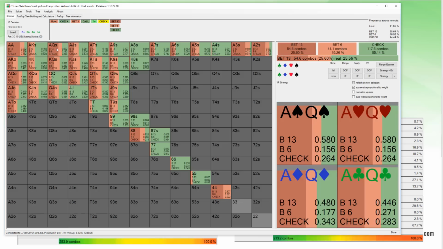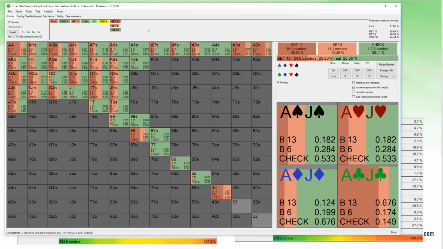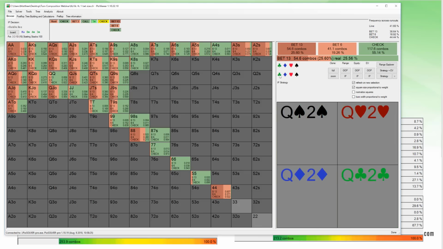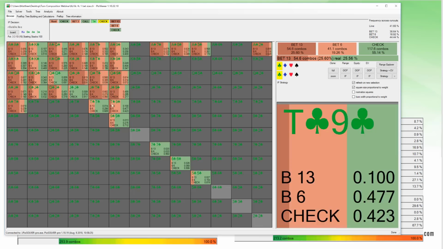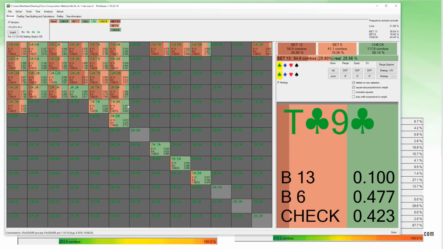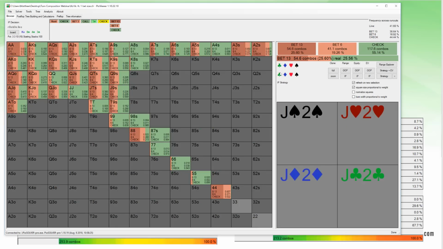And one thing that I want to point out that PioSolver does that you really don't need to do in real life. For example, he's going to check back. PioSolver's checking back 10-9 of clubs like half the time. So it has it checking 10-9 of clubs 42%, so a flush. In reality, you don't need to check that back.